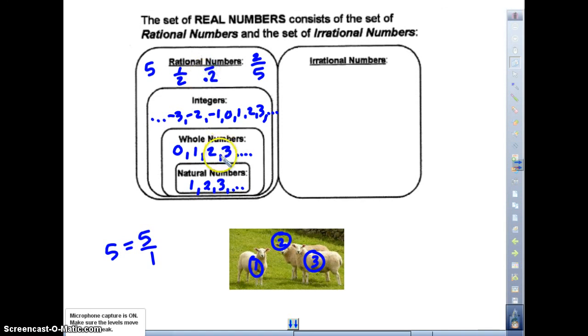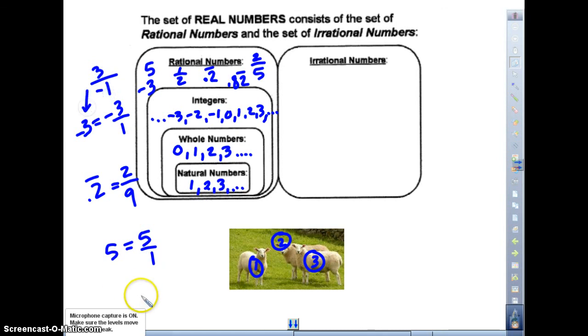0.2 repeating? That's rational because 0.2 repeating is the ratio of 2 to 9. So all of your, let's put in 0.82 repeating, where the 2 just repeats. Those are rational numbers. Any number that terminates, any number that repeats, ratio of 2 numbers, you know, your whole numbers. And also, let's put in -3, because -3 is the ratio of -3 over 1, or it could be the ratio of 3 over -1. They both give you -3.